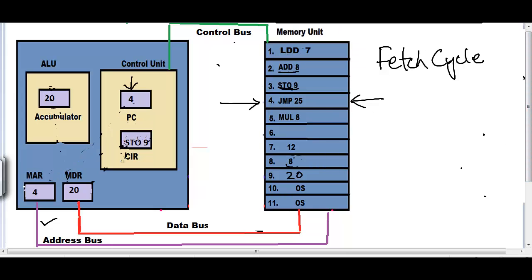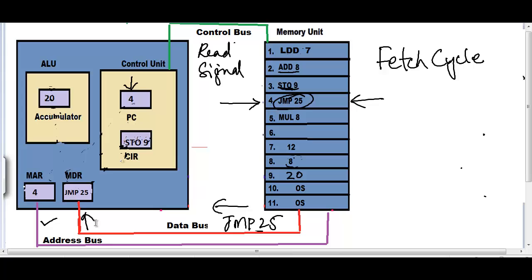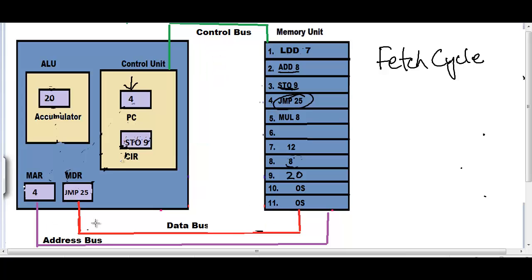Now when the control unit sends the read signal over the control bus, this instruction is going to be read from the memory. It is going to flow through the data bus into the MDR, and from the MDR this instruction is going to be copied into the CIR. So the fetch cycle is complete.